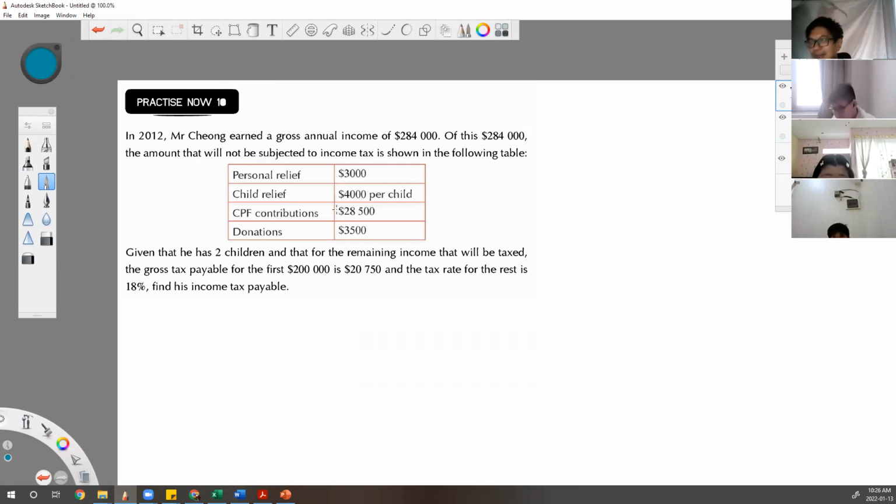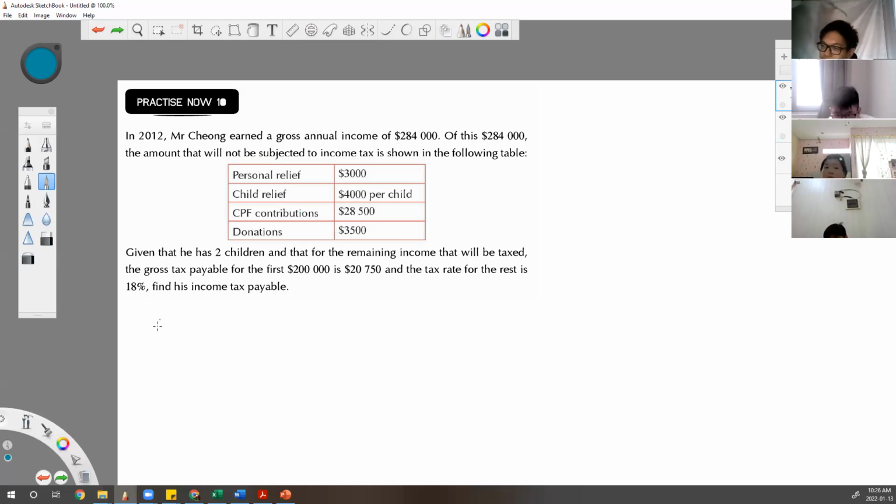Oke, in 2012, Mr. Chong earned a gross annual income, annual income setahun segini. The amount will not be subjected to income tax. Jadi kalau misalnya udah dapat gaji setahun, misalnya 200 juta, 200 million, ada potongan, namanya potongan keringanan. Misalnya saya punya anak 2, jadi anak 2 dipotong, jadi nggak dihitung tax-nya. Ini juga sama, ada relief-nya namanya, keringanan, personal relief, child relief, CPF contributions, donations.